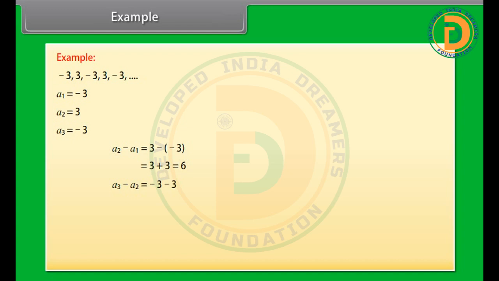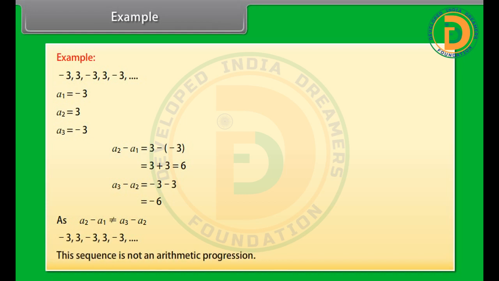Example. Let us now solve some examples. Observe this sequence. We will find out whether these numbers form an AP or not. Here a1 is minus 3, a2 is 3, a3 is minus 3, and so on. Now let's find a2 minus a1, which is equal to 3 minus minus 3, which is equal to 3 plus 3, which is 6. Also, a3 minus a2 is equal to minus 3 minus 3, which is minus 6. As a2 minus a1 is not equal to a3 minus a2, the given sequence is not an arithmetic progression.